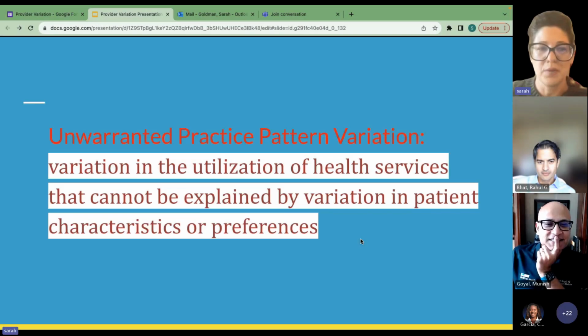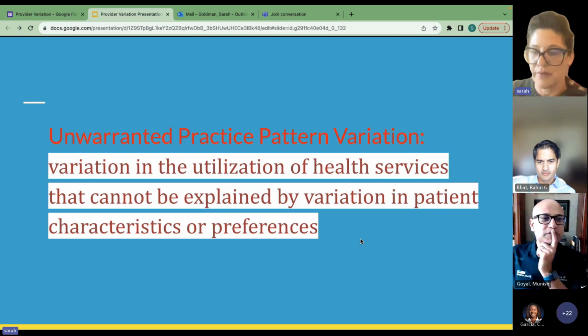Along those lines, our two guest speakers today: Dr. Sarah Goldman, most of you know Sarah. She spends most of her time at Southern Maryland, but completed the Health Policy Fellowship with us in 2020. And Dr. Rahul Bhat, the Director of Informatics and Operations Improvement. Sarah, I'll turn it over to you. So today we're going to be talking about unwarranted practice pattern variation.